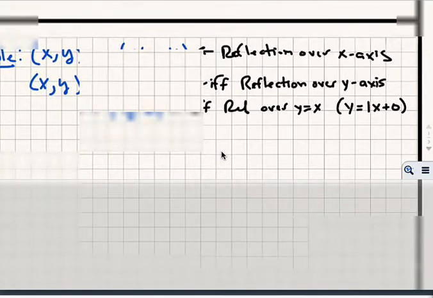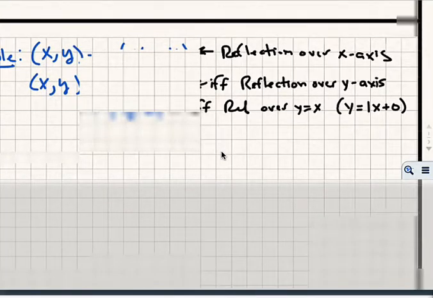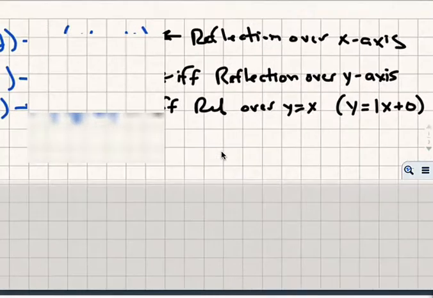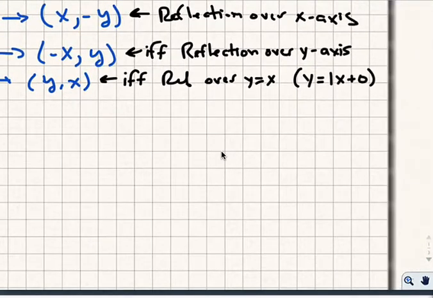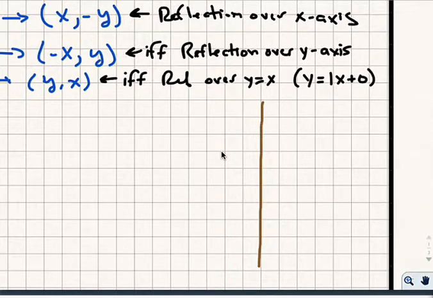So those algebraic rules are fine and dandy, but they're only helpful if you happen to be reflecting over these three lines, which hopefully, or maybe even now, you're seeing is extremely limited. But let me show you some examples of what I mean.